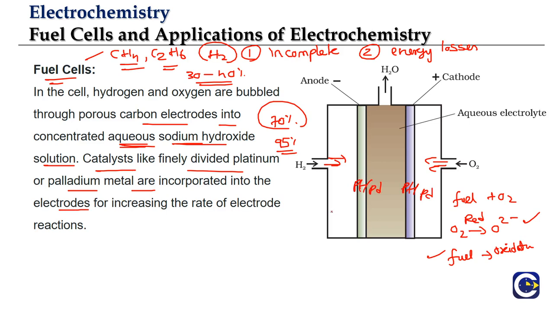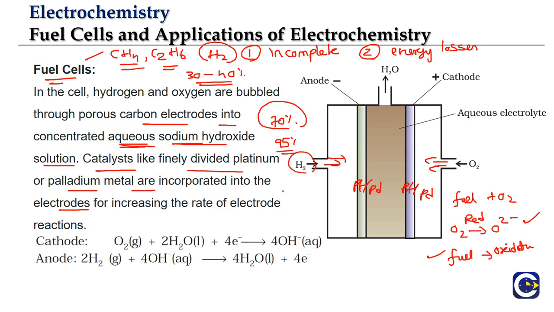So what will be the electrode reaction? At the anode, H2 will undergo oxidation, and this is going to be losing electrons.